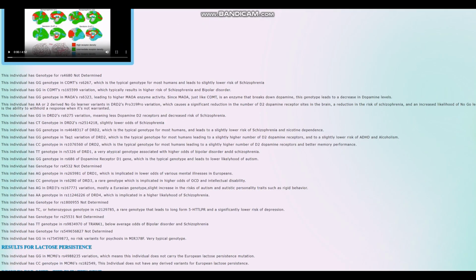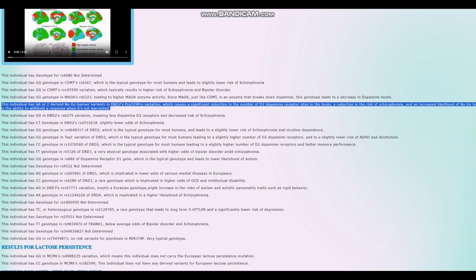Okay, so however, he does have some European traits. For example, he has two no-go learner variants in DRD2's proline to threonine variation, which causes a significant reduction in the number of dopamine D2 receptor sites in the brain. That's a very stereotypically European genotype to have. And it actually causes a reduction in the risk of schizophrenia.